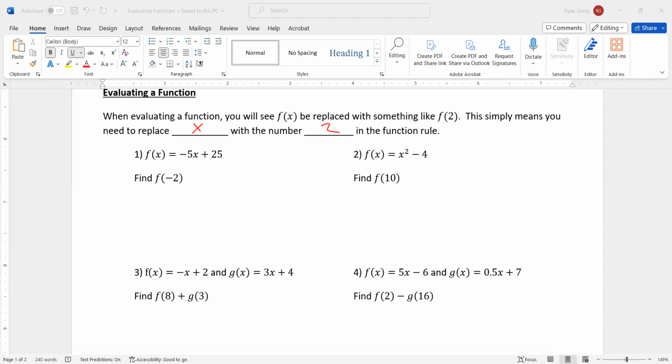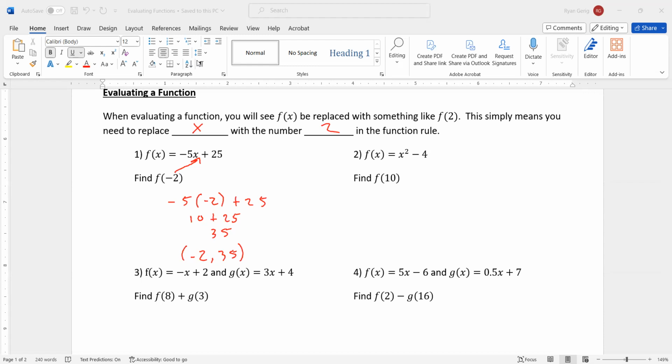So essentially, it's what we did at the very beginning of these notes. So f of x equals negative 5x plus 25. Find f of negative 2. All that means is I'm taking negative 2 and I'm putting it right there. So negative 5 times negative 2 plus 25. So the input is negative 2. Negative 5 times negative 2 is 10. 10 plus 25 is 35. The output is 35. Now I could write that as a relation, which is an ordered pair. When I put negative 2 in, I got 35 out. Okay?